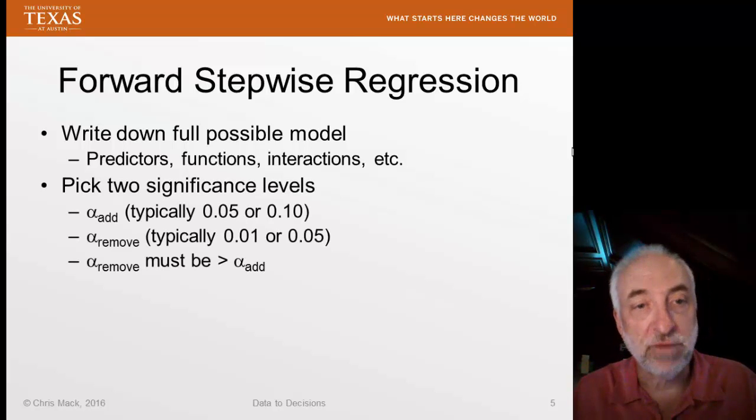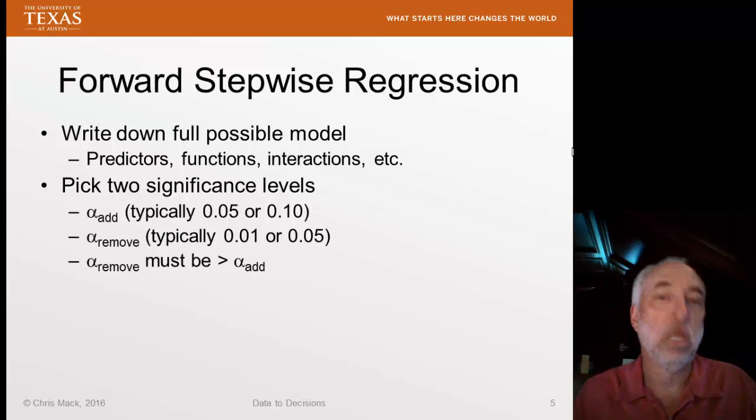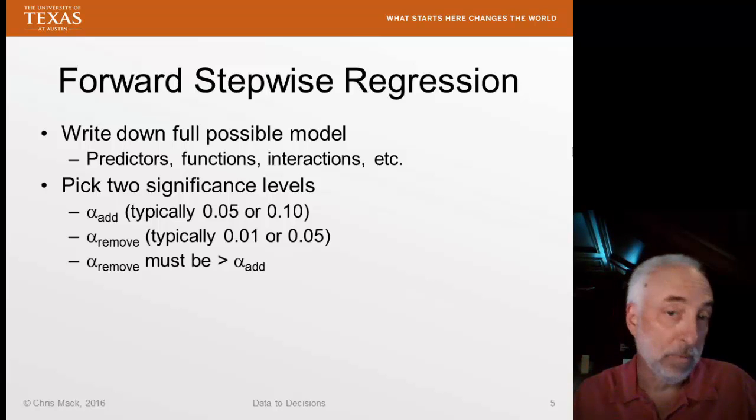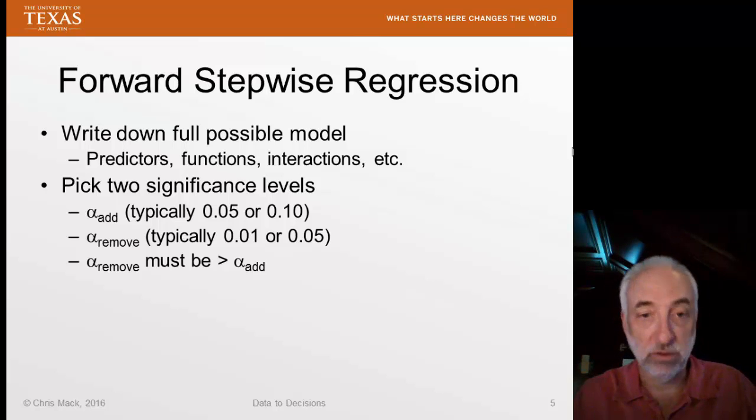We then pick two significance levels. One, a significance level to decide when it makes sense to add a variable, and another, a significance level where it makes sense to remove a variable that's not needed. You must have the significance level for the remove to be bigger than the significance level for the add in order for this algorithm to work. So here are some typical numbers that people like to use.